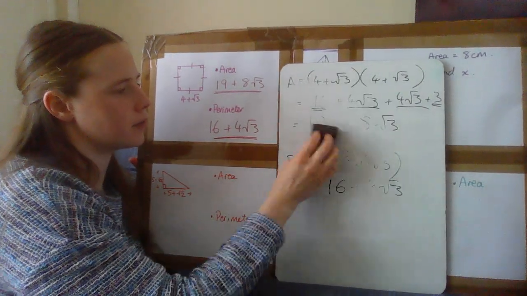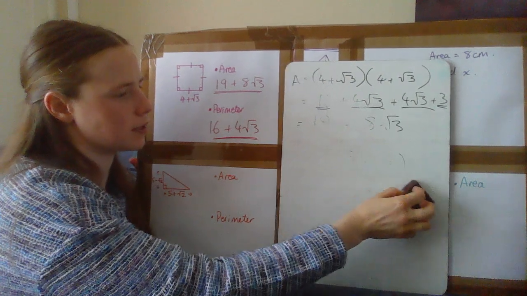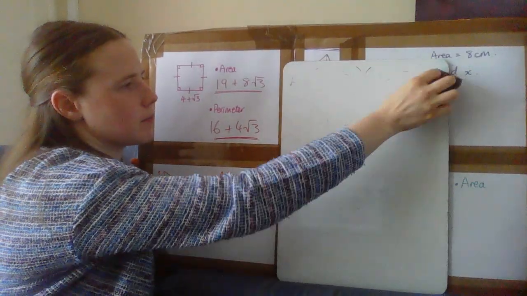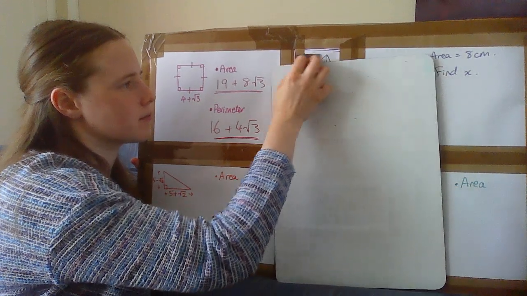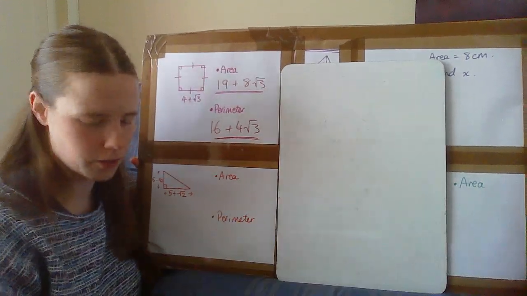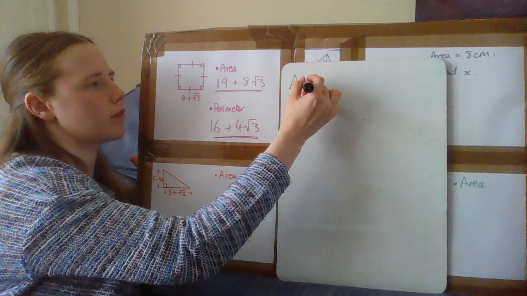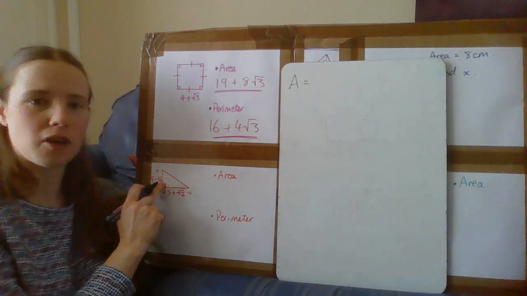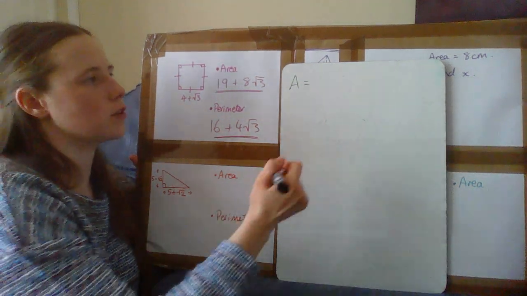I'm now going to go through the area and the perimeter for the right angle triangle. So for this, we're using base times height divided by 2 as a process. So first of all, for the area of the right angle triangle, I'm going to be doing 5 plus root 2 times 5 minus root 2 all over 2.